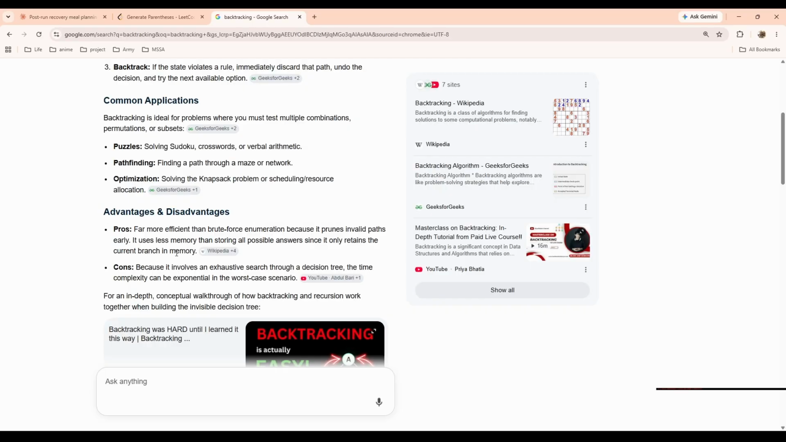Cons: because it involves an exhaustive search through a decision tree, the time complexity can be exponential in the worst case scenario. Sounds like a very reasonable thing that happens in real life as well.